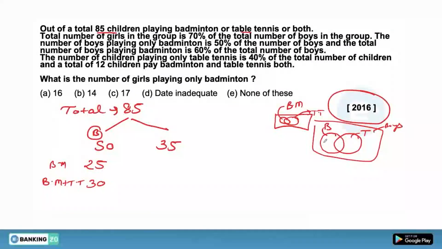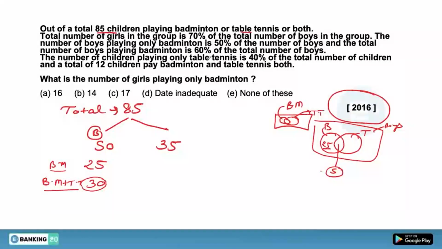We are told that the boys playing only badminton are 25. And we are told the number of boys playing badminton and TT both is a total of 30. We already know that only boys playing badminton are 25. This means this value would be 5, because only badminton is being played by 25 candidates and badminton plus TT is played by 30 candidates. So the candidates playing both badminton and TT would be 5. Fine. Let's move on to the next condition.